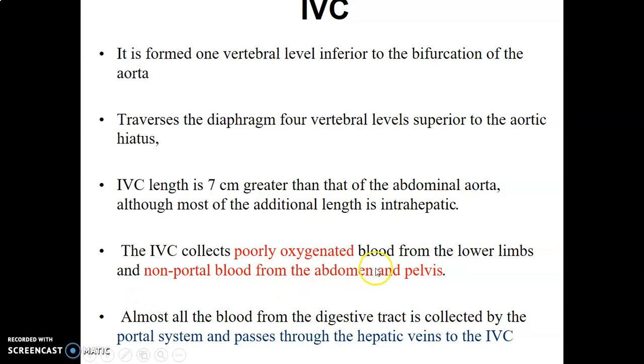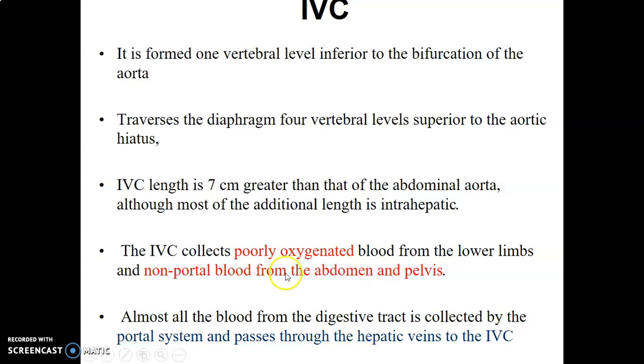Remember, the GI contents with nutrients from the GI will be carried to the portal vein. They're carrying nutrients. But the GI also has deoxygenated blood. The deoxygenated blood will follow the inferior vena cava, while the one with nutrients from the GI will follow the portal system, to the portal vein.